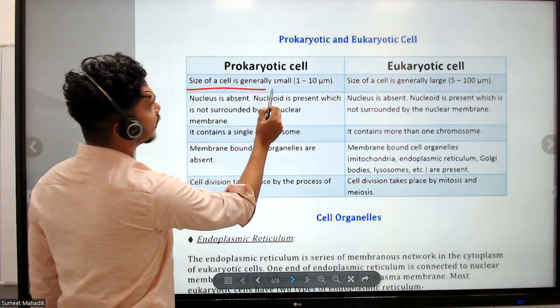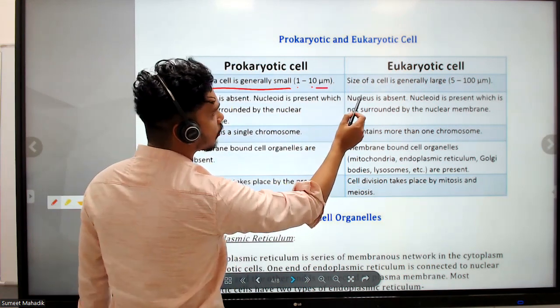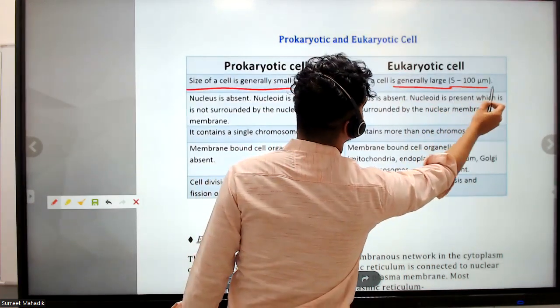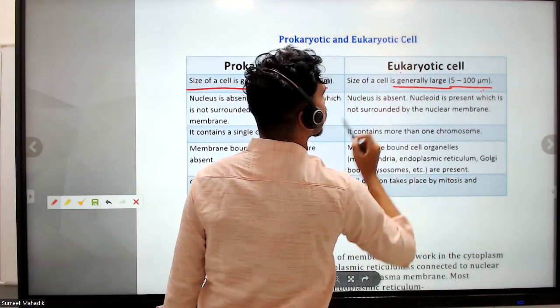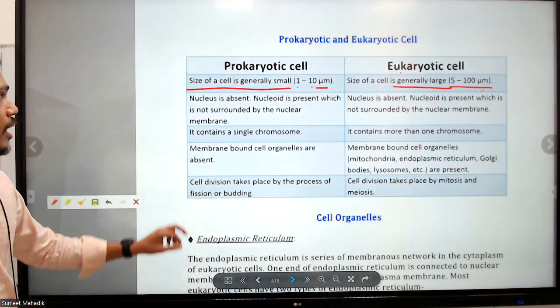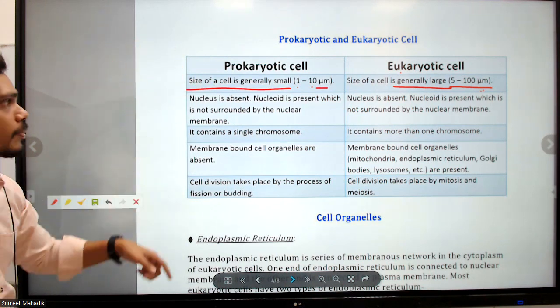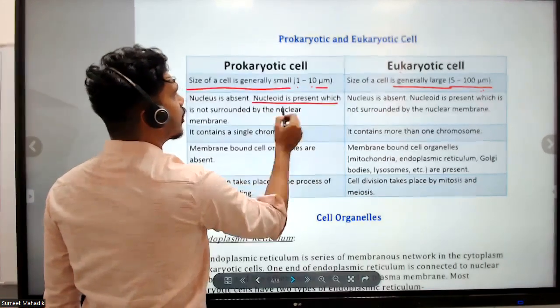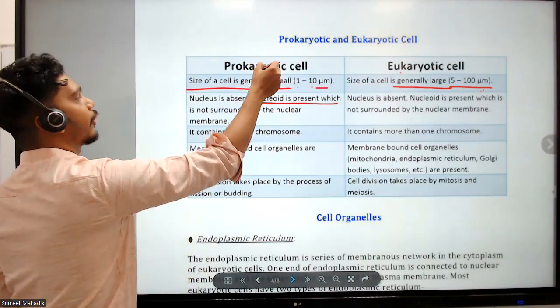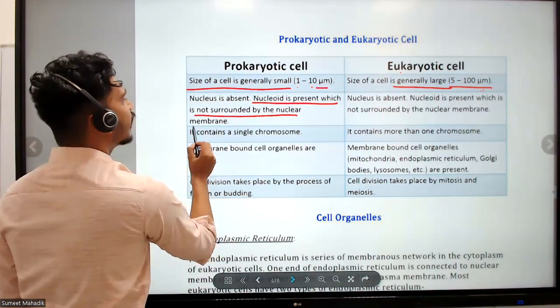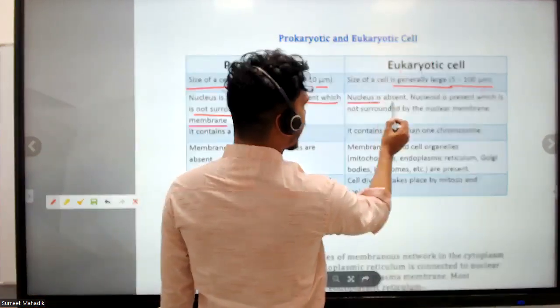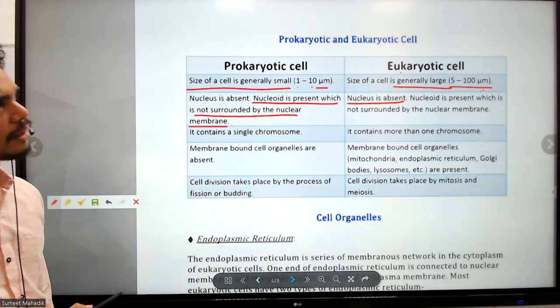Size of the cell is generally small, 1 to 10 micrometer. In eukaryotic cells, the size of the cell is generally large. How much? 5 to 100 micrometer. Nucleus is absent, as we studied, right? Nuclear membrane is also absent. Nucleoid is present. So where is the nucleoid present in a prokaryotic cell? It is not surrounded by the nuclear membrane.